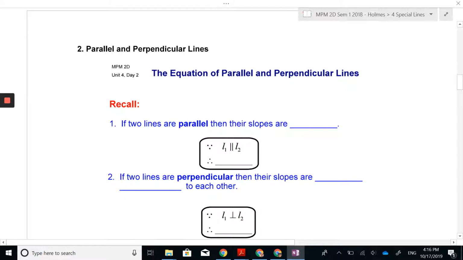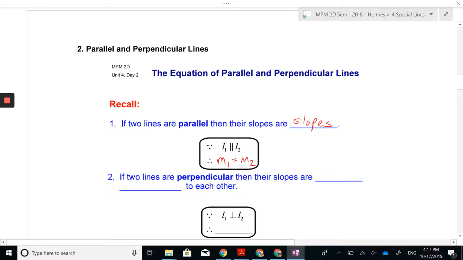So going back to parallel lines, whenever I hear the word parallel and perpendicular, I should be getting alarm bells going off in my head about slope. And so the key thing here is that if two lines are parallel, then their slopes are equal. And so we would write that, we say, since line 1 is parallel to line 2, therefore slope 1 equals slope 2. And that's the mathematical way of saying that.